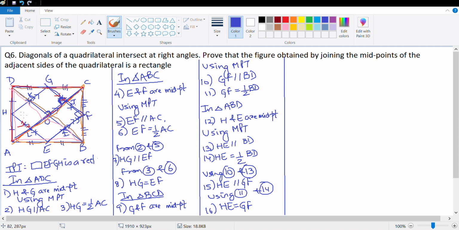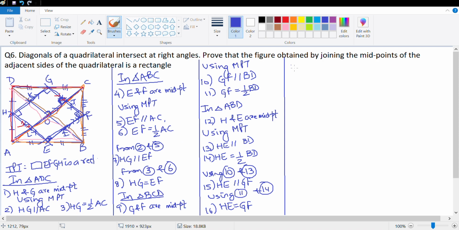Similarly, if GF is parallel to HE, what does it make angle F and angle E? Yes, they will be co-interior angles, which means the sum of them should be 180. So if this is 90, this will have to be 90. Similarly, EF parallel to HG, if this angle is 90, this will also have to be 90 because this will be co-interior angle. And then in quadrilateral EFGH, if three angles are 90, well, the fourth angle will be 90 because the sum of all four angles will be 360. So now let's start writing this down.